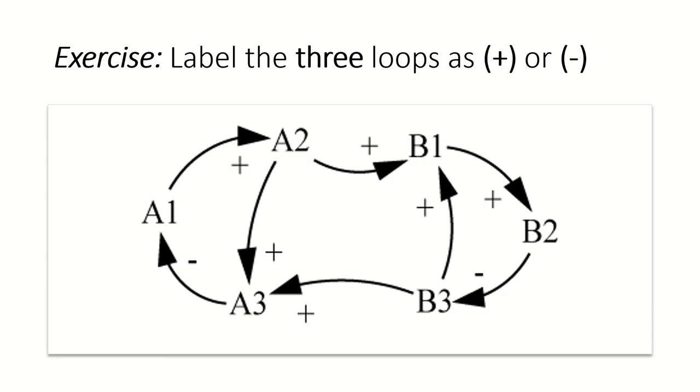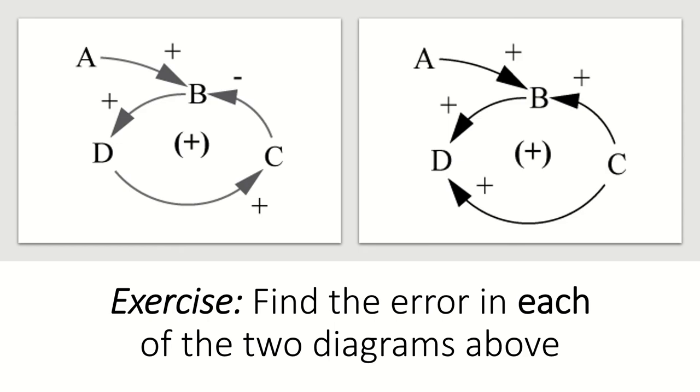Because we've already done some of the exercises, I won't go through this here, but this would be good practice: try to find the three loops here. Just as a reminder, there's one loop over here, one loop over here, and then there's a giant loop that goes around the outside. So being able to find all of those loops is good practice. Finding errors in these are all the same examples that we did in class earlier. You can say that, well, this is the wrong loop polarity, and that's not actually a loop, and so this shouldn't even be there. So here's another example of a CLD that doesn't actually have any loops in it.